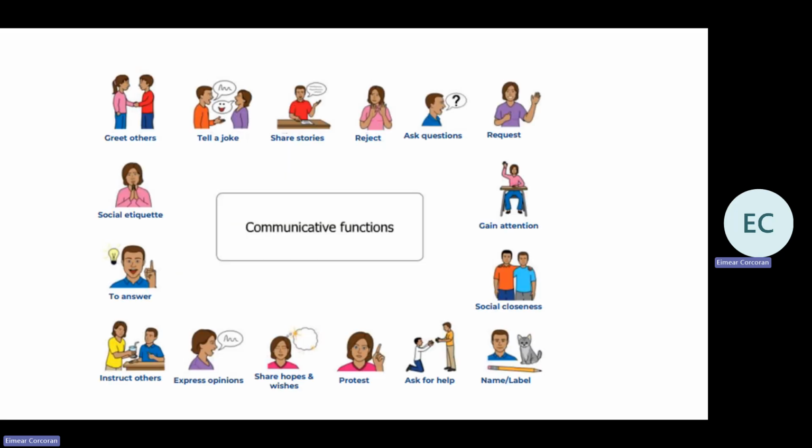We look at the communication functions then. So often the first function of communication that a child may do is to request things. But communication really rapidly moves on from this. And we don't just communicate with each other to request, to say, I want, or I'd like.